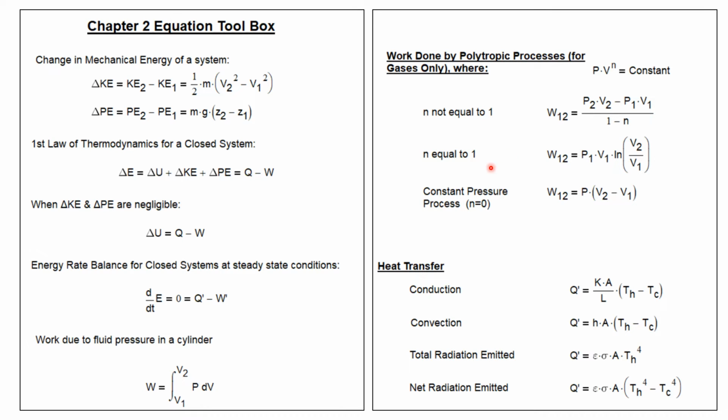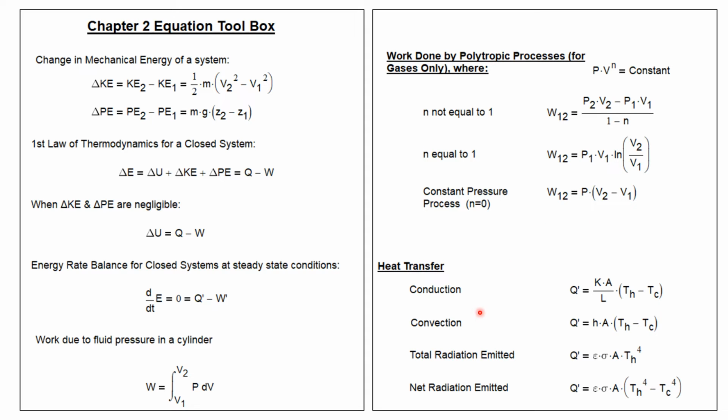Now, if n is equal to 1, the integral solution is different. The work between states 1 and 2 is just P1V1 times the natural log of V2 over V1. And in the particular case where we have a constant pressure process where n equals 0, well, that would be this first equation here because 0 is not equal to 1. If we put 0 in here and make the pressures constant, we find that the work done in a constant pressure process is simply the pressure times the change in volume.